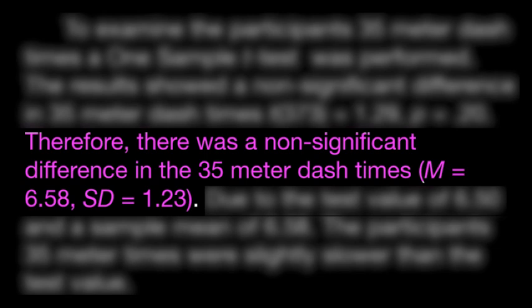And then you'll see the mean and the standard deviation there, and the M and the SD are both capitalized and they are in italics. Now we're at a concluding statement for the mean and the standard deviation, where it reads, due to the test value of 6.50 and a sample mean of 6.58. So now is where your critical thinking comes in, and you have to look at what that mean was compared to the test value, and you're going to draw a concluding statement that is extremely clear.